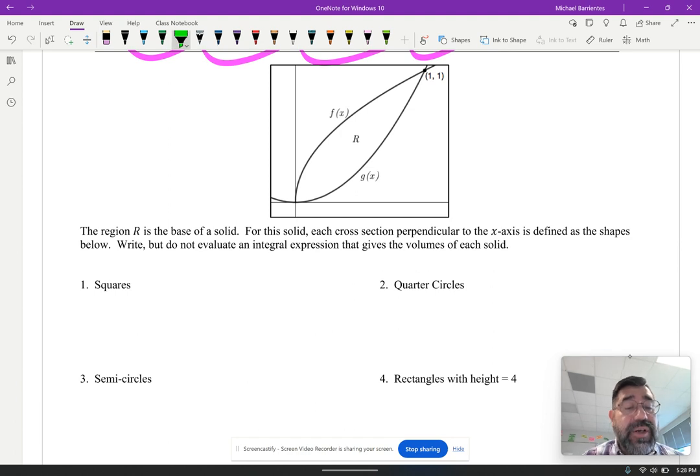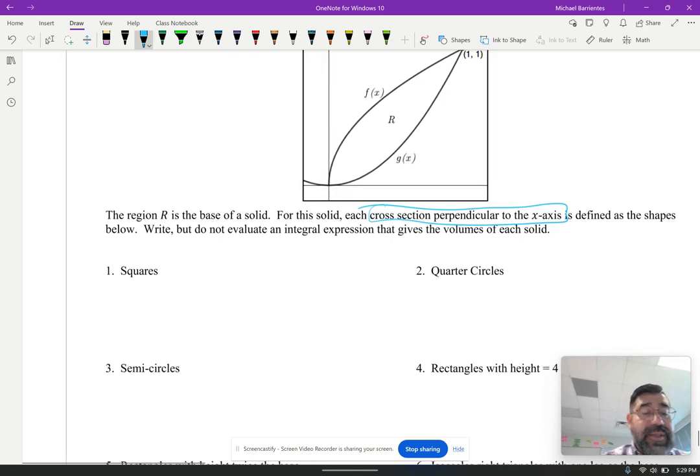Okay. Region R is the base of a solid. For this solid, each cross section perpendicular to the x-axis, so everything's going to be in terms of x, is defined as the shapes below. Write but do not evaluate an integral expression that gives the volume of each solid. All right, here we go. This one we know.